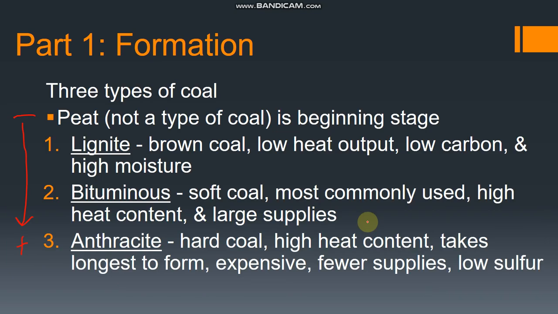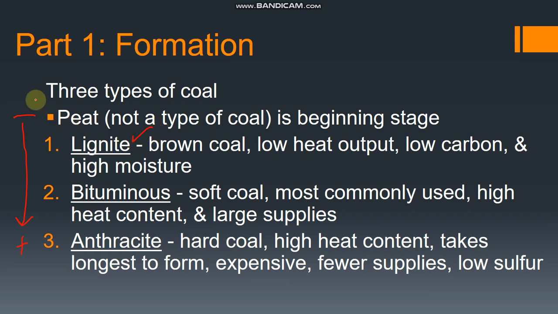Now it's not forming coal right away. It's forming peat. Peat is the precursor of coal. And you really wouldn't want to burn peat because it's mostly water and not really heavy in carbon content. So as more heat and pressure is applied to peat, that peat then converts to the first stage of coal, which is called lignite.